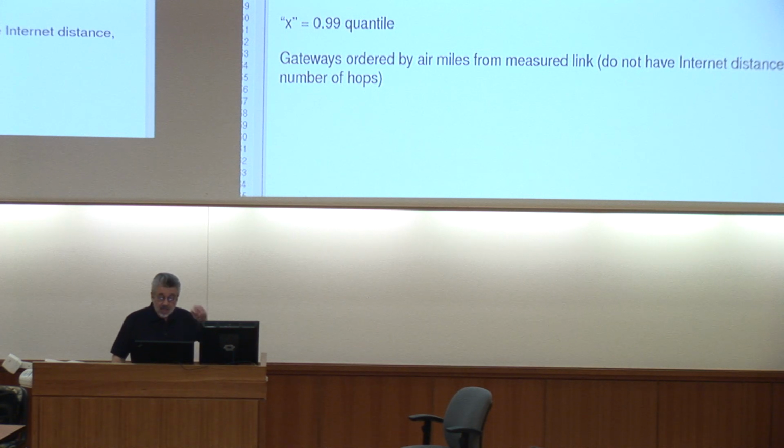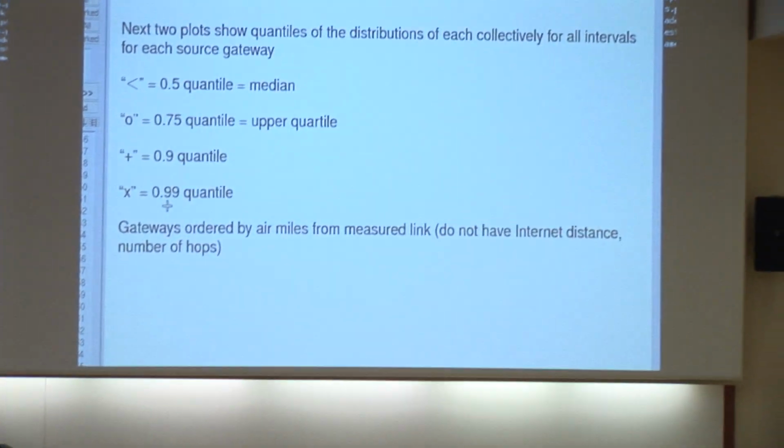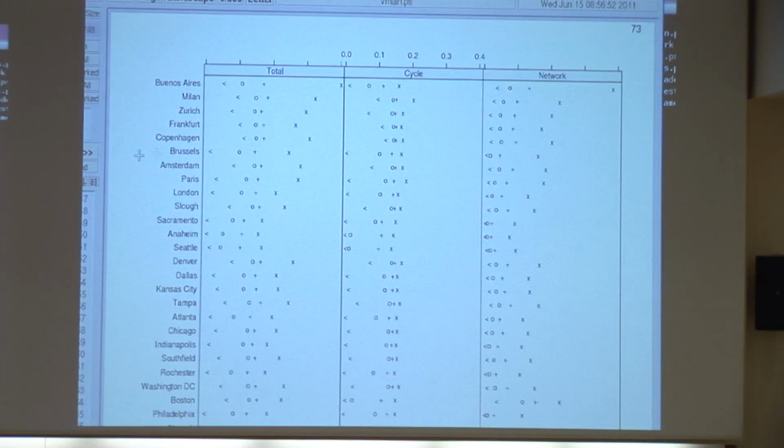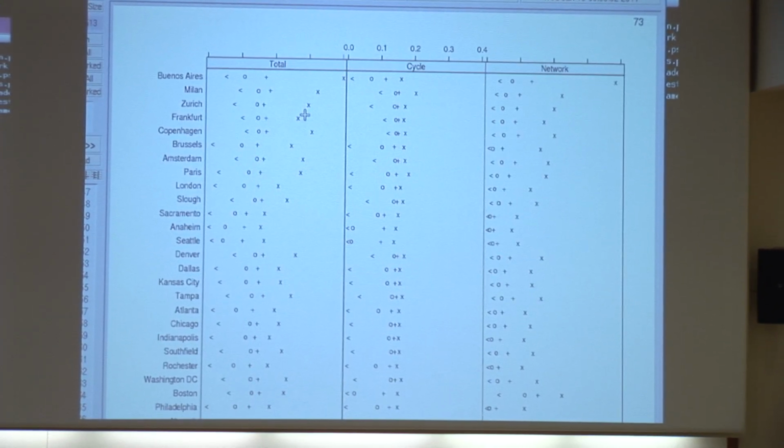I'm going to make a plot, and you'll see the less than sign is going to be the median, a circle is going to be the upper quartile, a plus is going to be the 0.9 quantile, and the x is going to be the 0.99 quantile. So here's the first plot. I hope you can see it.